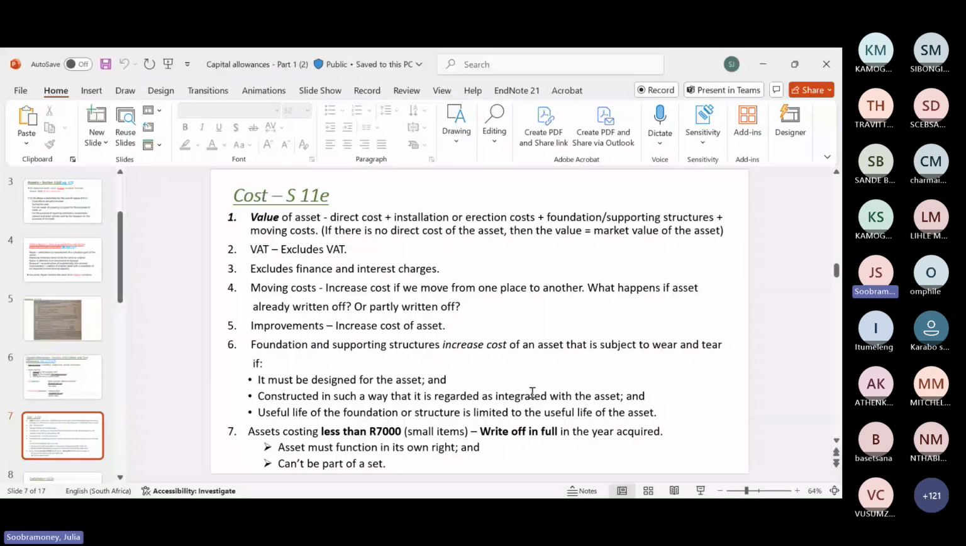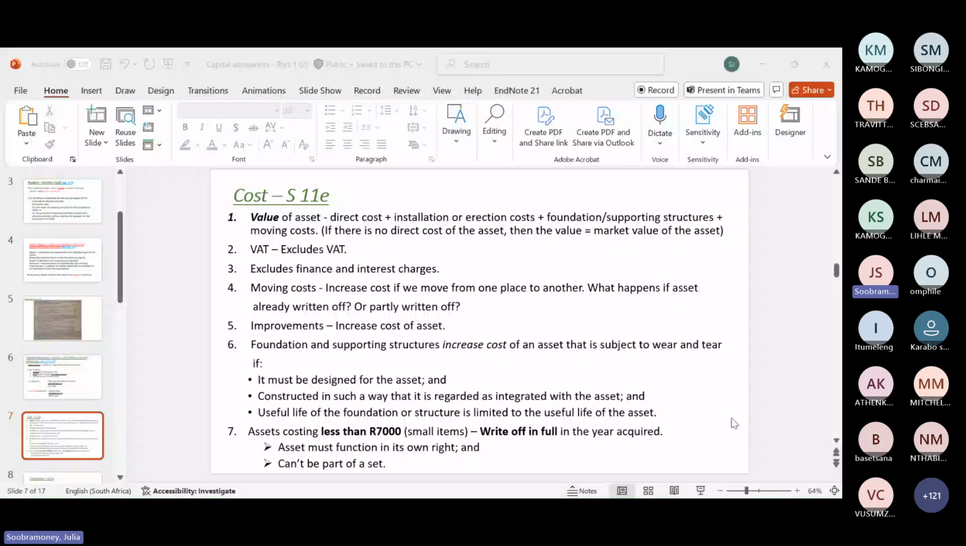It will always exclude VAT. Now this is a very tricky one because it depends. It doesn't mean it will always exclude VAT. So can anyone tell me when will a cost price exclude VAT and when will we always include the VAT? Anyone know? Because I'm sure you have done basic VAT. Anyone want to try? Correct, 100%. It excludes VAT if it's a VAT vendor, and if it's not a VAT vendor, we include VAT. Okay, 100%.